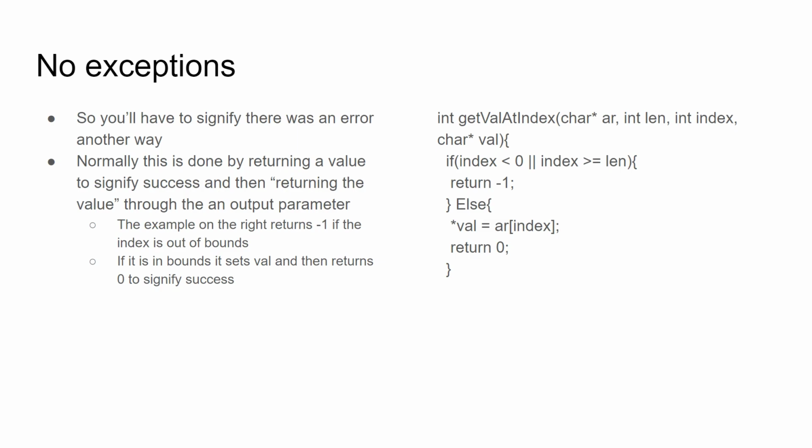Does that make sense? If you got something back besides the 0, that means something went wrong, and you should go handle it. Any questions here?